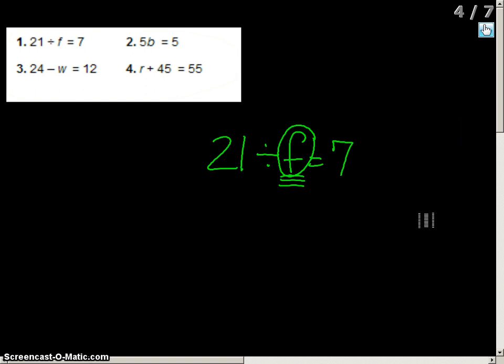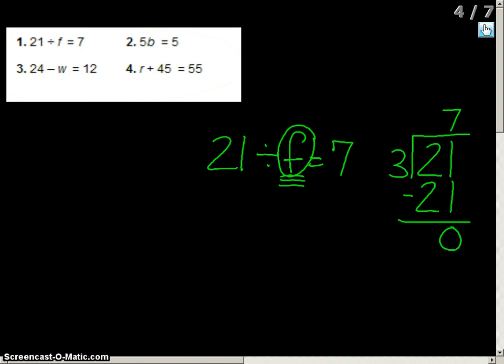So now I know the previous number did not work. Now I'm going to try 3. I'm going to see what it looks like when I divide 21 by 3. So I take 3 into 21. I know that goes 7 times. 7 times 3 is 21. I have 0 for my remainder. Okay, so that means that problem works.